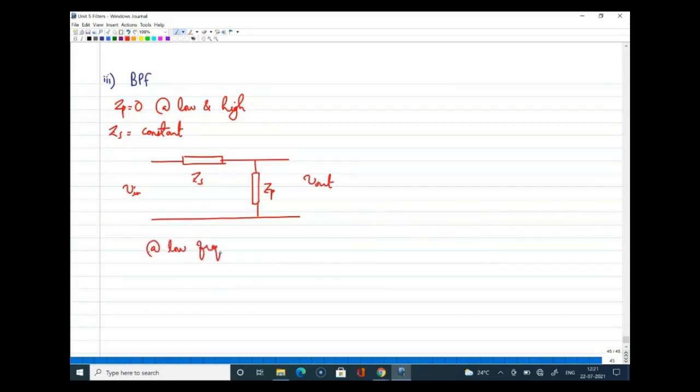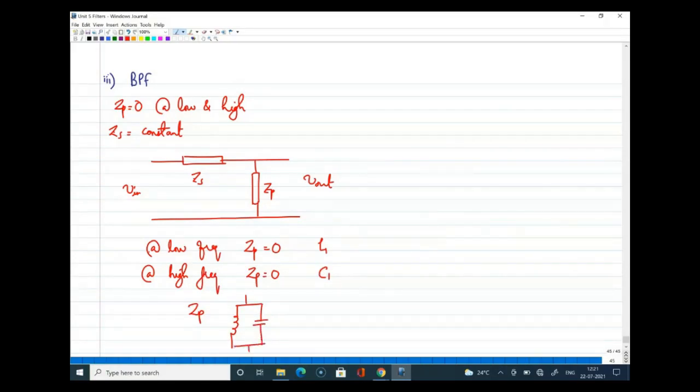At low frequency, if you want to make Zp equal to 0, Avinash, I saw your response: R as Zs and L and C. Yes, that is right. So if you want to make Zp equal to 0 at low frequency, there should be an inductance in Zp. In a similar way, if you want to make Zp equal to 0 at high frequency, you should have a capacitance. So for Zp, I will have this inductance and capacitance in parallel. So this will be my Zp.